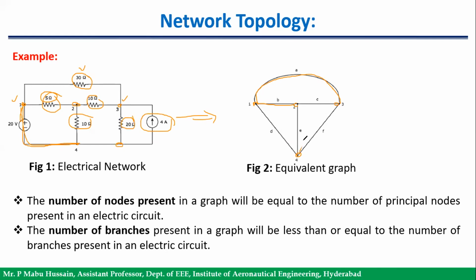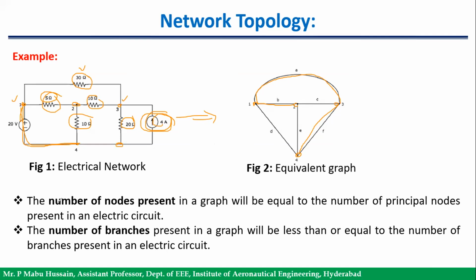That 20 ohm is represented with one line segment EF. But this current source is not represented with any line segment. Okay, so this is how you can draw the equivalent graph from the given electrical network, right?